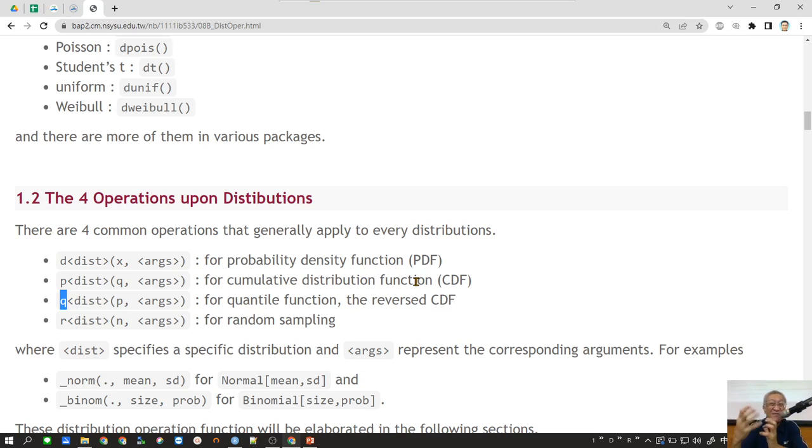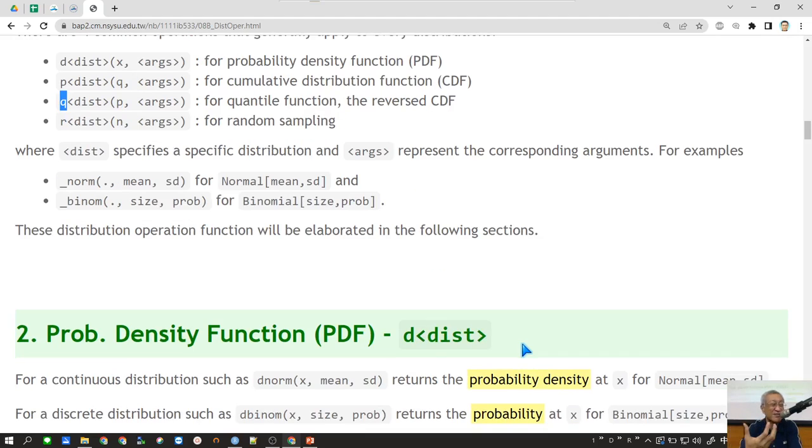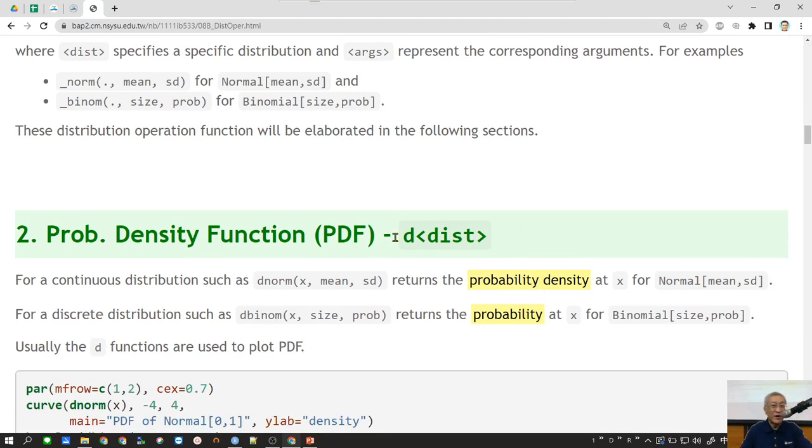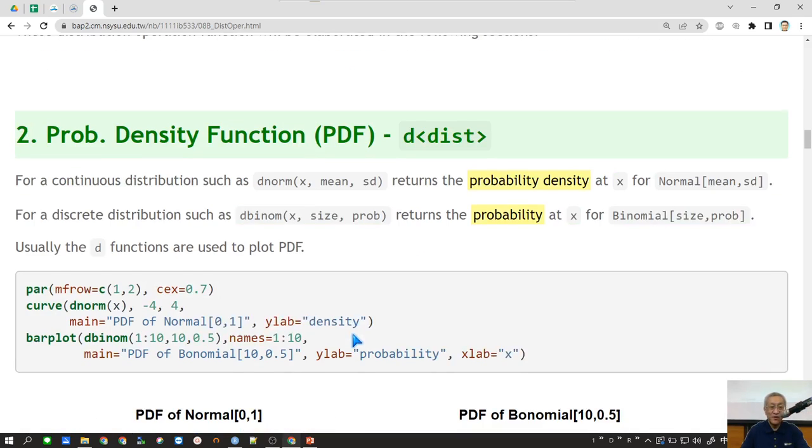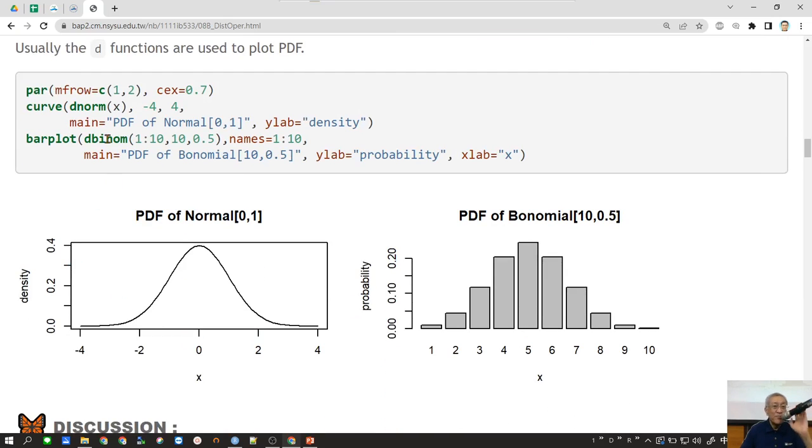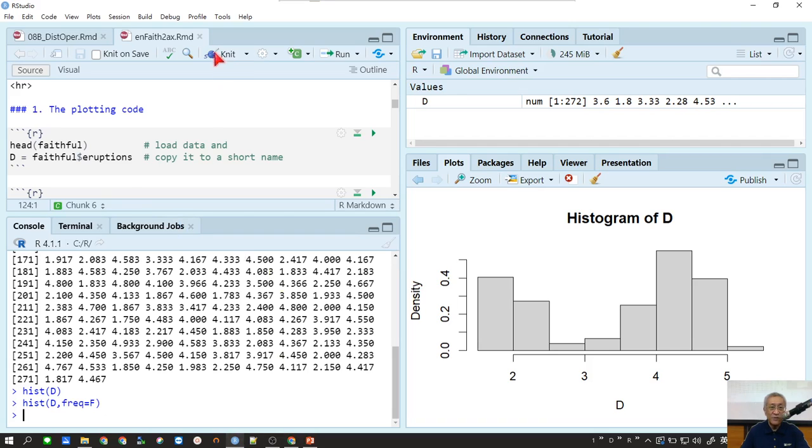Okay, so let's do some real examples to make use of these probability functions. First, we want to practice the D function, which is the probability density function. In this example, I'm using the normal distribution, so this is norm. And for the normal distribution, if we go to RStudio, let me go here.